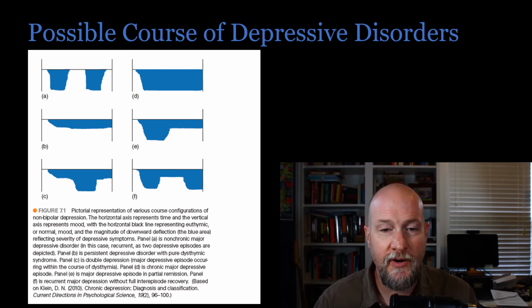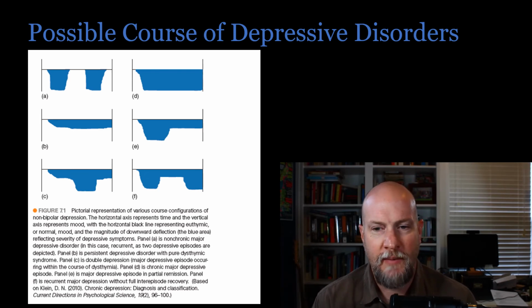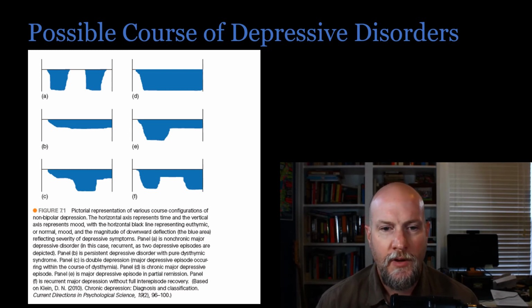Panel B is a persistent depressive disorder with pure dysthymic syndrome. So there are no serious negative peaks, I should say valleys, that represent a full-blown major depressive episode. This is what we used to call dysthymic disorder. Letter C here is so-called double depression, major depressive episode occurring within the course of dysthymia. Panel D is a chronic extended major depressive episode, which may be captured by that PDD diagnosis for someone who is going through a very prolonged period of depression with no remission. Panel E is a major depressive episode in partial remission. So their mood has come back up, but has not completely gotten back to a euthymic state.